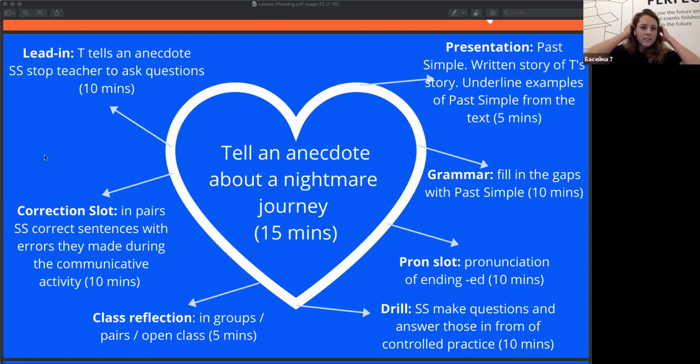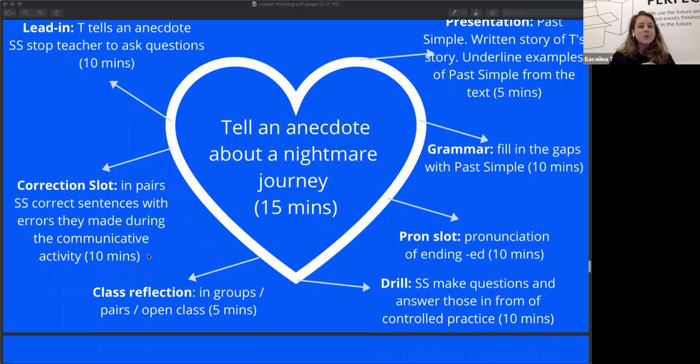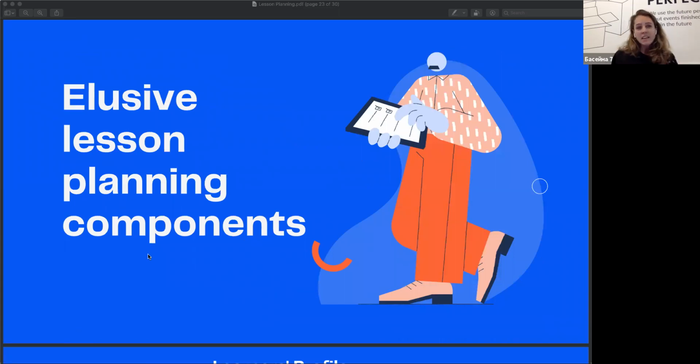Okay, that was some of the basic information about class and the most important things that we need to keep in mind when we're designing a class. And now I will tell you about a few elusive lesson planning components, something which is not obligatory to include in your lesson plans, but I will tell you what it is and how it can help you. And if you're interested, you have 2 options. You can either Google, or you can email me and ask me more information about it, so I can actually send you an example of what you can do with that.